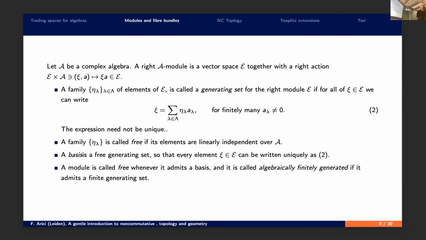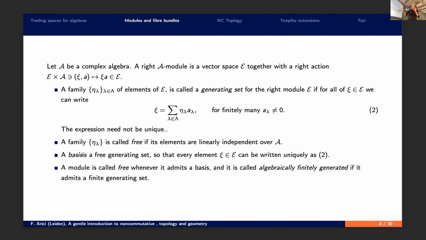So whenever you have a complex algebra, there is a notion of right modules. That's a vector space with a right action that respects all the structure of a vector space that your module has. And so we're interested in right modules here. And if you have a family of elements that satisfy this condition here, which means that you can decompose any element in the module as a finite linear combination with coefficients in the algebra of these elements, this selected family, then you say that this family is a generating set for the module.